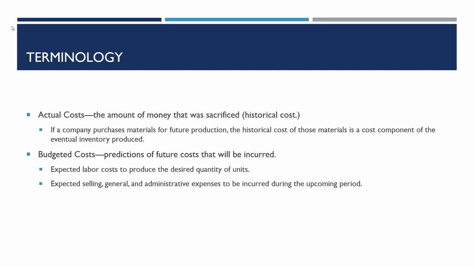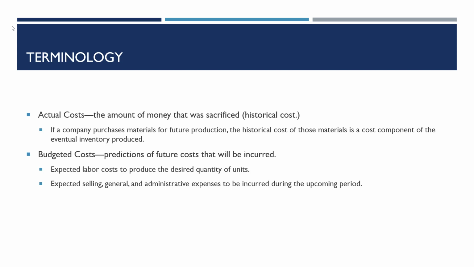Companies will record these costs as actual costs, which is the amount of money that was sacrificed. So if a company purchases materials for future production, the actual historical cost they incurred to acquire those materials in the first place is going to eventually end up as a cost component of that inventory which is manufactured.